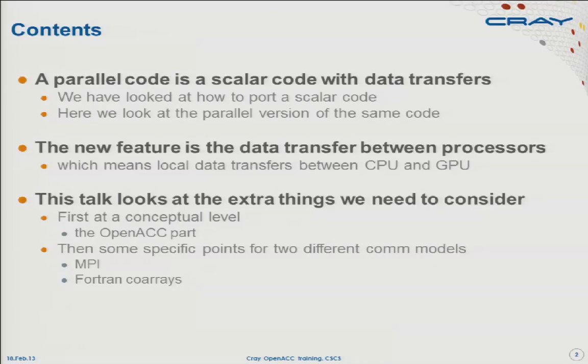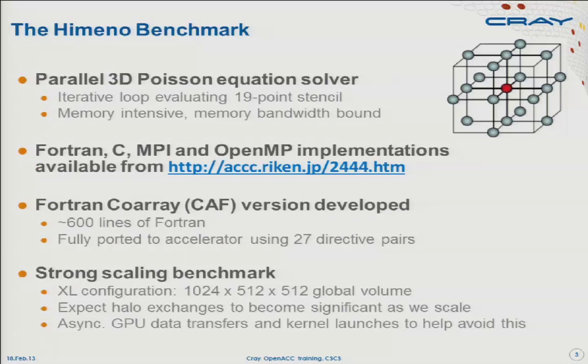So what I'm going to talk about is, first of all, in a more conceptual level, what sort of things you're going to do and how do you do those in OpenACC. And then there are different ways, different communication models that you can use. You could use MPI, you could use Fortran coarrays, but I'll say a little bit about these two examples at the end there. But most of what I say is actually quite common to both of these calculations.